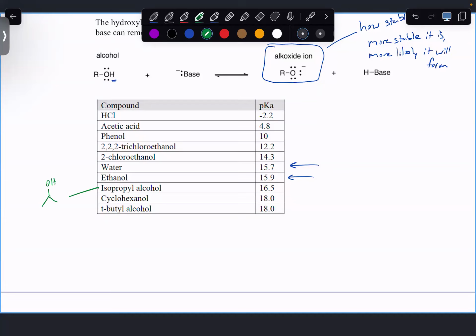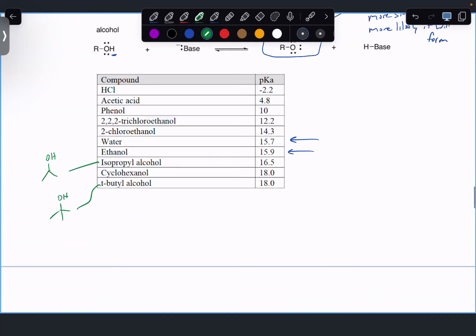That would be a secondary. And then tert-butanol looks like that is a tertiary alcohol. Look what happens as you get to the secondary and tertiary, the more substituted alcohols. Their pKa's are higher than with the primary. So the primary alcohol is more acidic than secondary and tertiary.